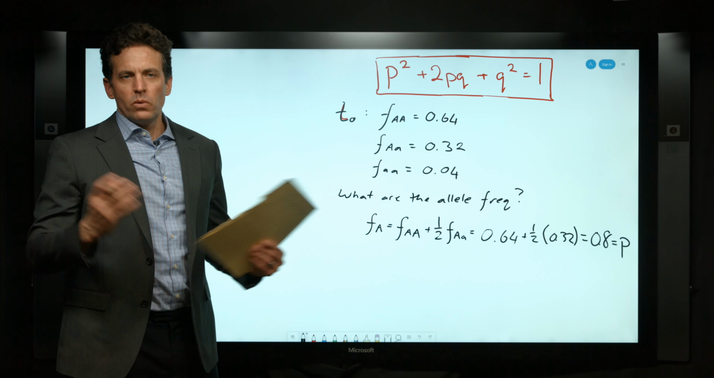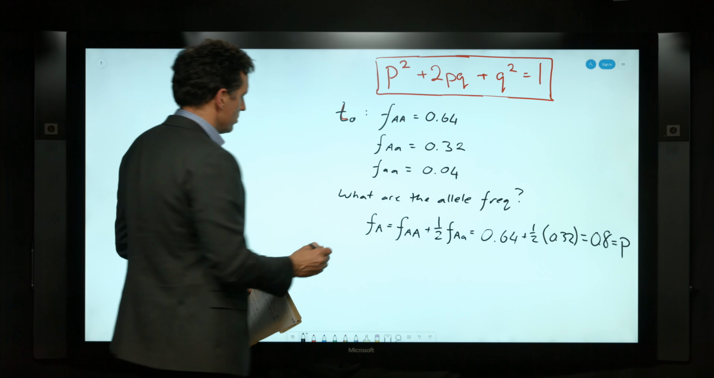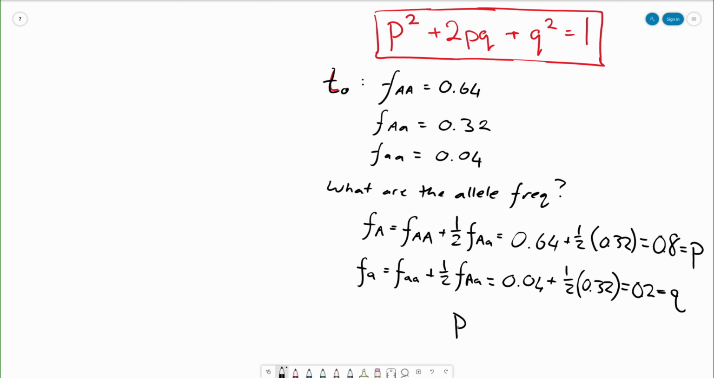Now, of course, we know what q must be, but let's go through the process to make sure that our mathematics is right. So the frequency of the little a allele is equal to the frequency of the little a homozygote plus half the heterozygote frequency. That is 0.04 plus half of 0.32. And of course, that is equal to 0.2, which is our q. And so p plus q equals 1, and everything is good.